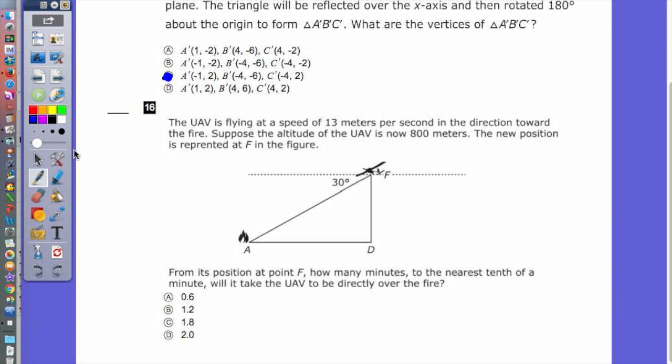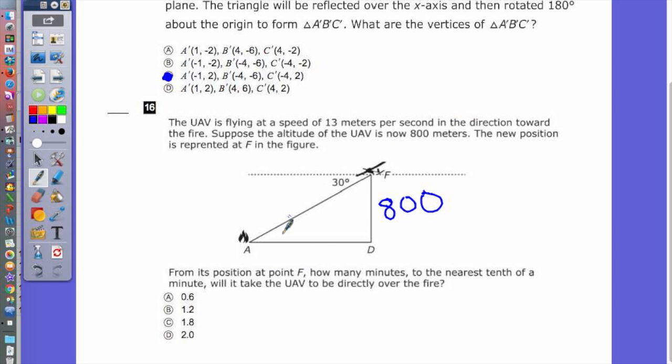The drone is flying at a speed of 13 meters per second in the direction towards the fire. Suppose the altitude of the UAV is now 800 meters. That means it's 800 meters above the ground. We want to know how many minutes, to the nearest tenth, it will be till the drone is over the fire. So the first thing we need to do is figure out the distance it has to fly, right? That's A to D. After that, we're going to have to do some conversions because they want the time it's going to take, and this is meters per second.